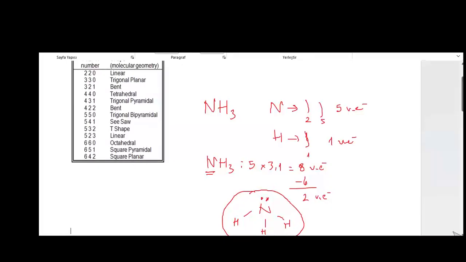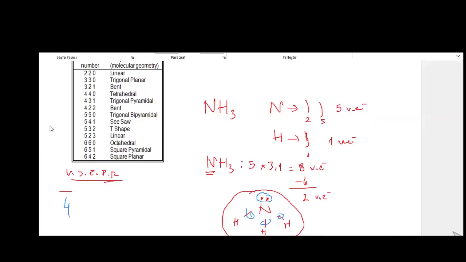Okay, our first VSEPR number, our first digit, is the total electron domain around the nitrogen atom, the center atom. There are two valence electrons in each single bond. So 1, 2, 3, and finally 4. Yes, the total electron domain for the nitrogen atom is 4.